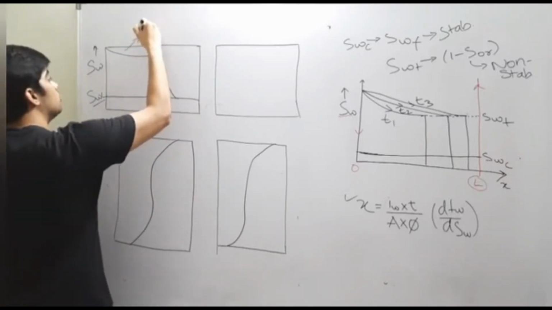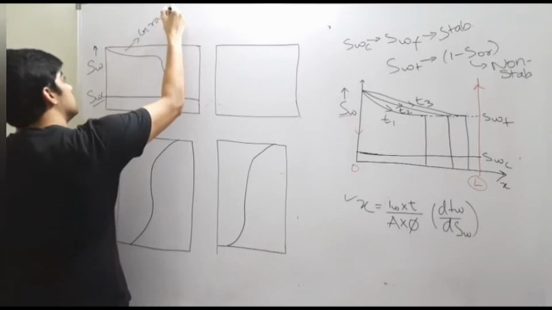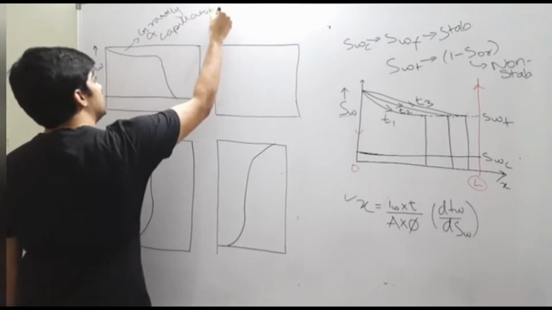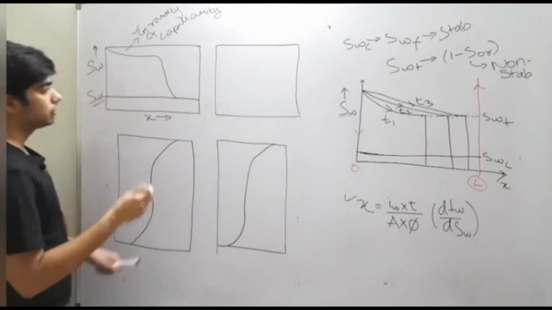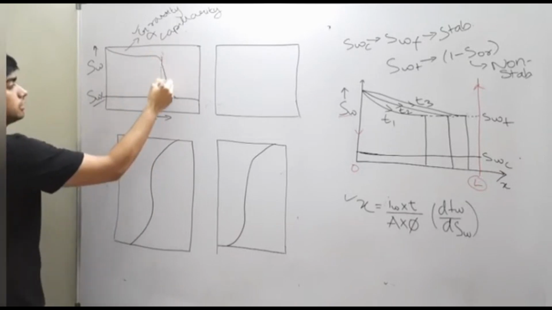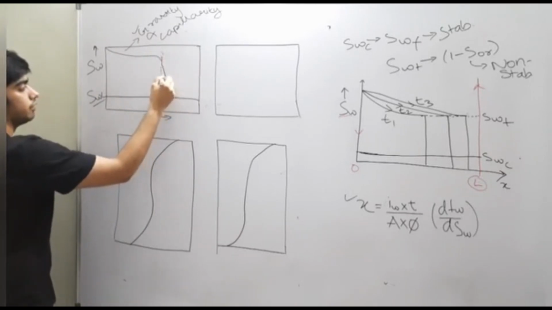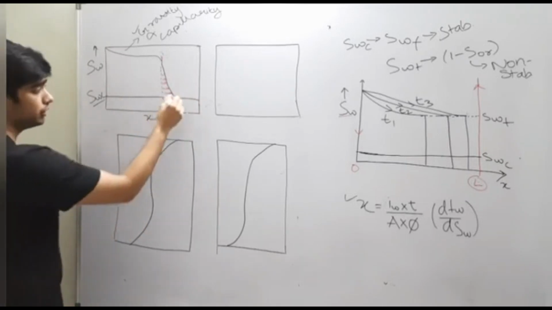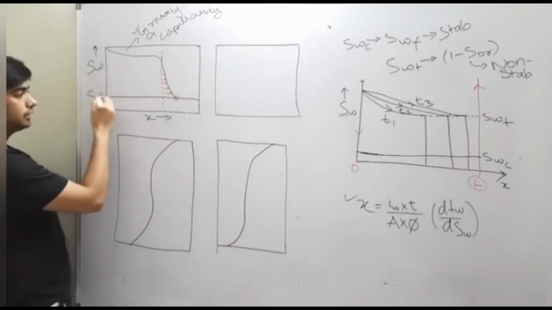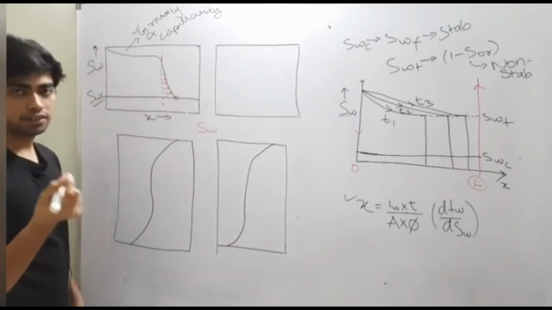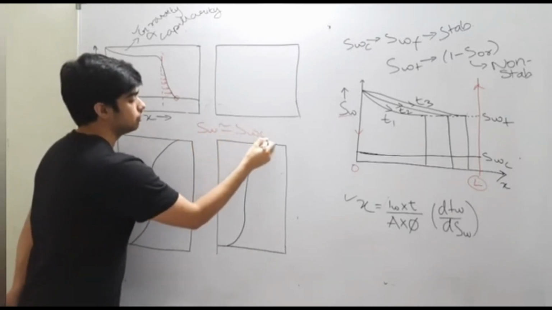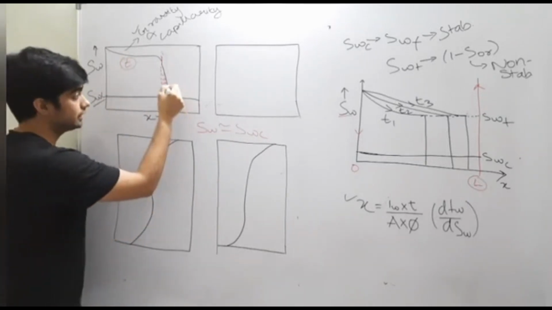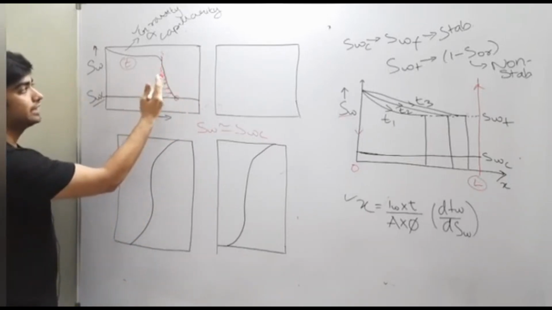Now if we add the effect of gravity and capillarity, so not only are we adding the effect of capillarity, but we are also adding the effect of gravity, this is the type of curve which we obtain. You can see that there is a deviation. What else we can observe from this curve is that the saturation slightly greater than SWC, or almost equal to SWC, will have the fastest speed, that is, it will cover the maximum distance in a given time t. And as the saturation increases, the distance traveled by the saturation blocks is reduced.